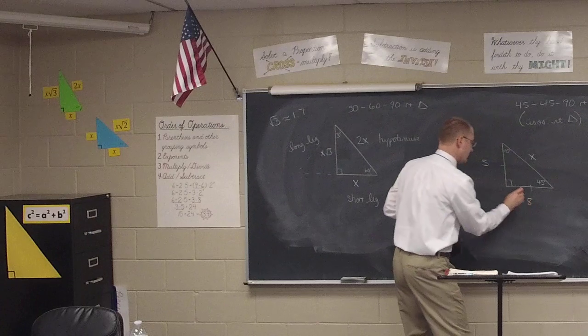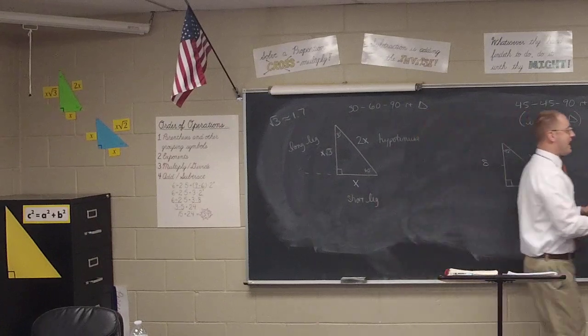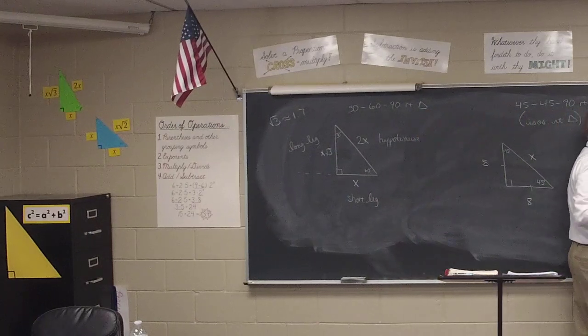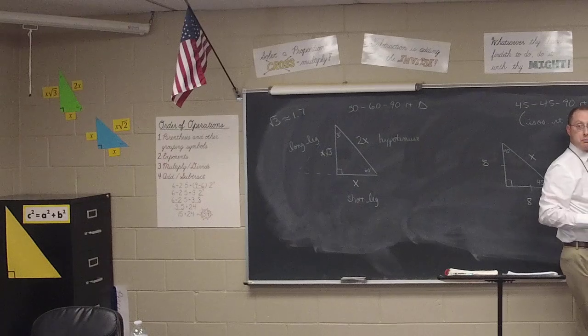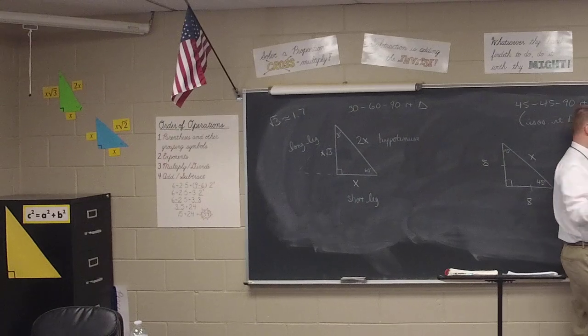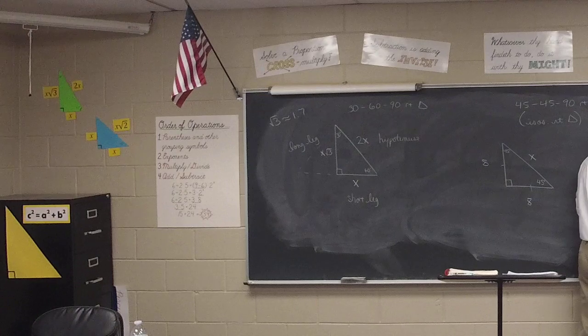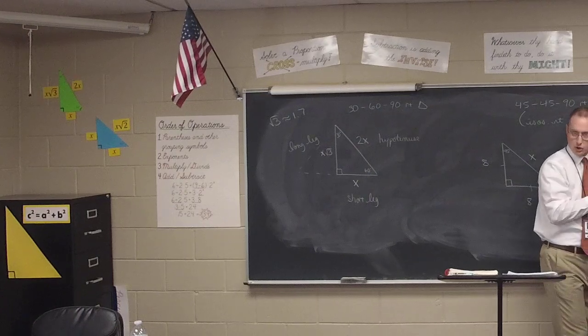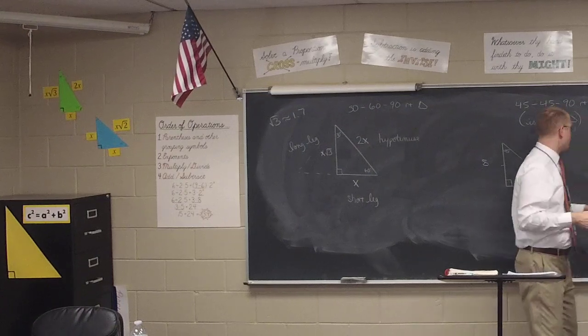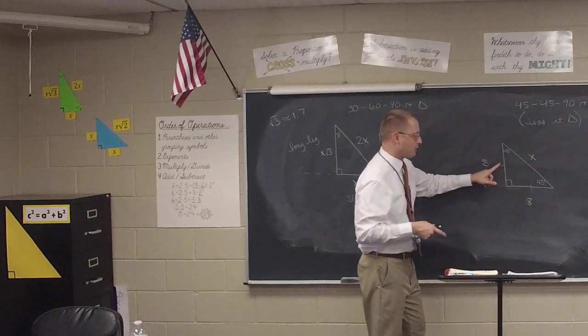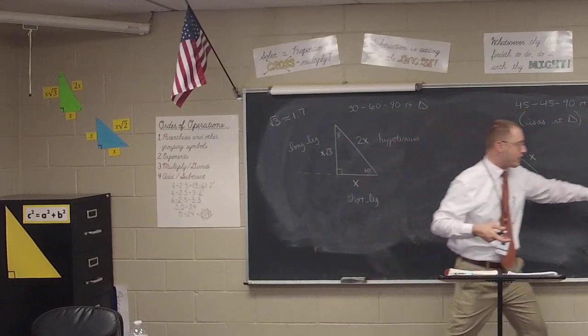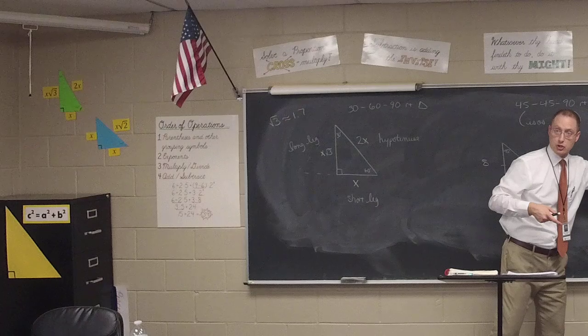But if they were 8 and 8, then it would have been 8 squared and 8 squared, which would be 64 plus 64, which would be 128, which would be 64 times 2, which would be 8 times the square root of 2. Are you starting to catch on to the pattern? No matter what you plug in for the length of the legs, you're going to get that times the square root of 2.